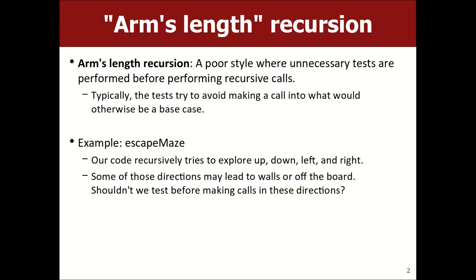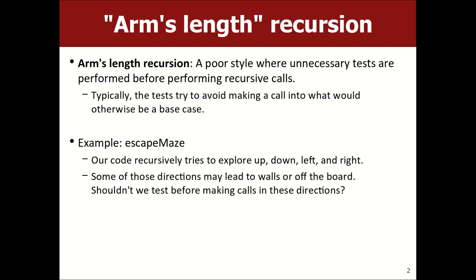I want to talk about a term called arm's length recursion. You might have heard this in section, or you might have heard it in the layer. Arm's length recursion is a bad programming style where people are writing recursive code and they add unnecessary complexity to the code. They add unnecessary tests. Usually this means if-else kind of statements that don't need to be there. And typically the tests that are added are sort of avoiding making recursive calls, avoiding another level of call in the recursion. But if the student would rewrite the code in a slightly different way, they wouldn't need to make these tests.